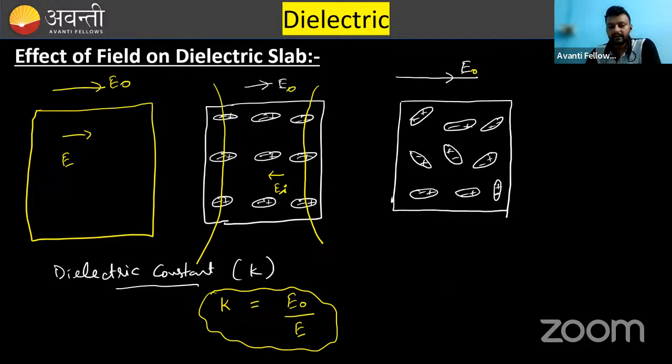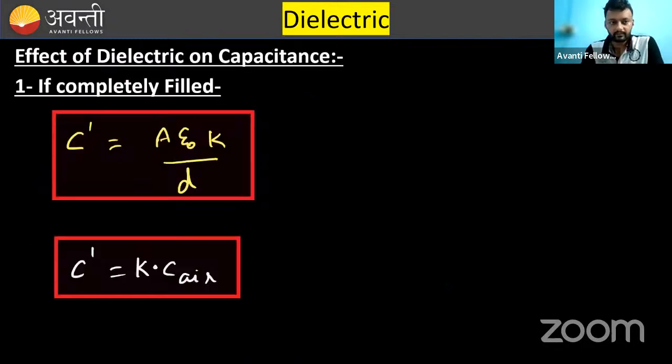Now, after clearing these things, what can we conclude? Whenever a dielectric slab is placed in a field, the field inside the slab gets reduced from the original value, and the ratio of original field to the reduced field is known as dielectric constant. Clear? Moving further.